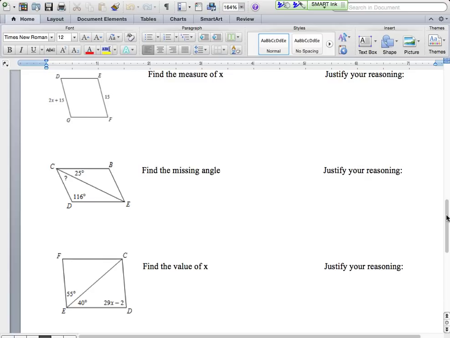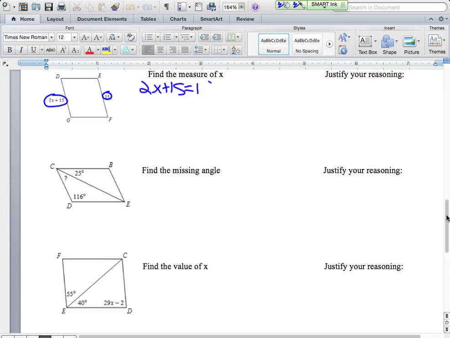Okay, so right here, we're not using angles anymore. We're using sides on this problem. So notice we've got 2x plus 15 for DG, and EF is 15. So what do we know about sides on parallelograms? Well, one of our other properties says that opposite sides are congruent on parallelograms. So we know these two should be the exact same, so we can set them equal.